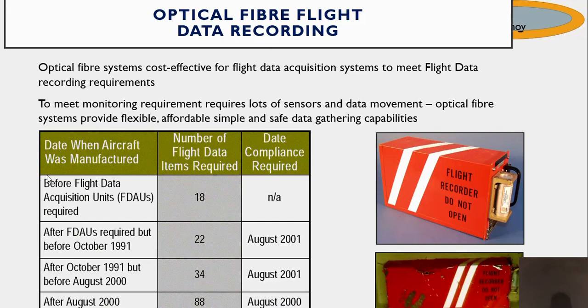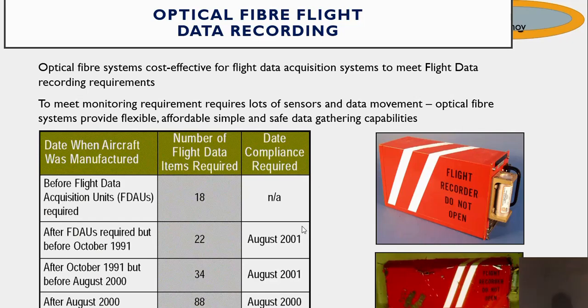The date when the aircraft was manufactured, number of flight data items required, date compliance required. Before the flight data acquisition units, FDIUs are required. Number of flight data items required, 18. Compliance not applicable. After FDIUs required, but before October 1999, the flight data items required were 22. That was August 2001 when you were supposed to comply.